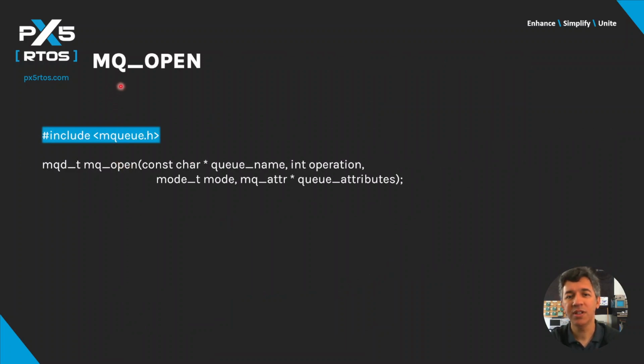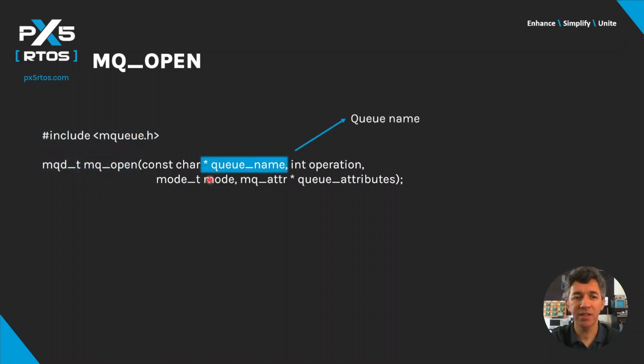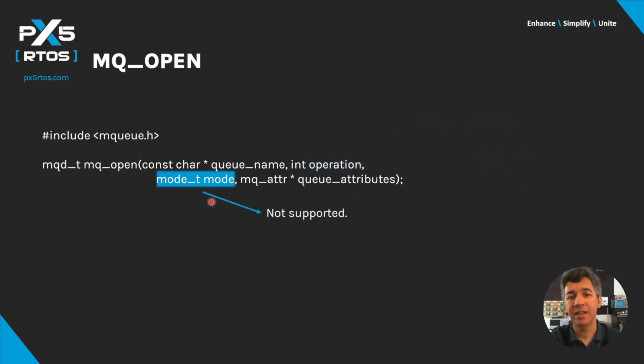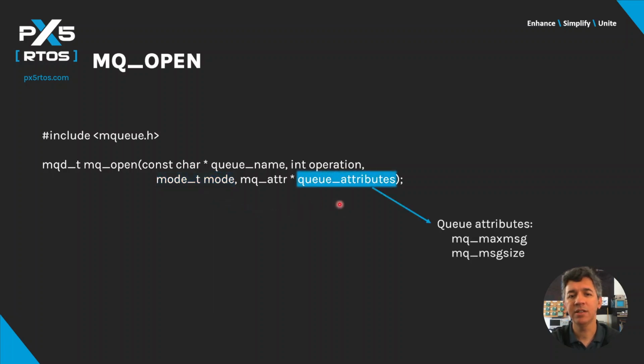The first one is the MQOpen. So let's see how we can create a message queue using the MQOpen API. This process requires the MQ header and then a call to the MQOpen API passing the queue name, also the mode of operation. In this case, we should always specify both O_CREAT and O_RDWR. The non-block is optional and it will prevent threads from suspending on this queue. Then the mode, which is not currently used by PX5 RTOS, and the queue attributes.